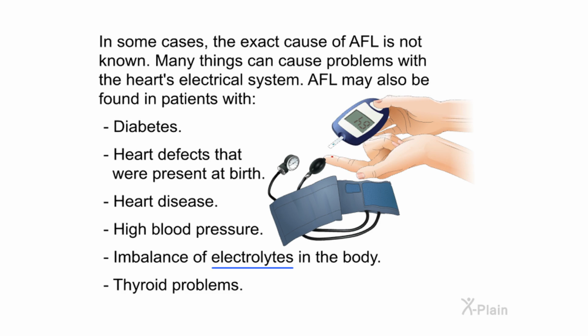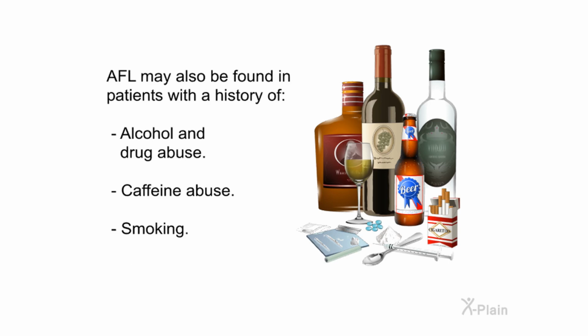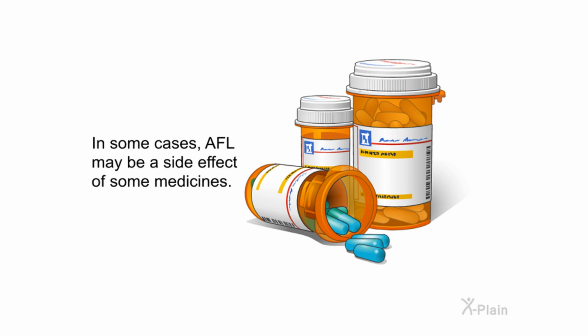AFL may also be found in patients with diabetes, heart defects that were present at birth, heart disease, high blood pressure, imbalance of electrolytes in the body, thyroid problems. AFL may also be found in patients with a history of alcohol and drug abuse, caffeine abuse, smoking. In some cases, AFL may be a side effect of some medicines.